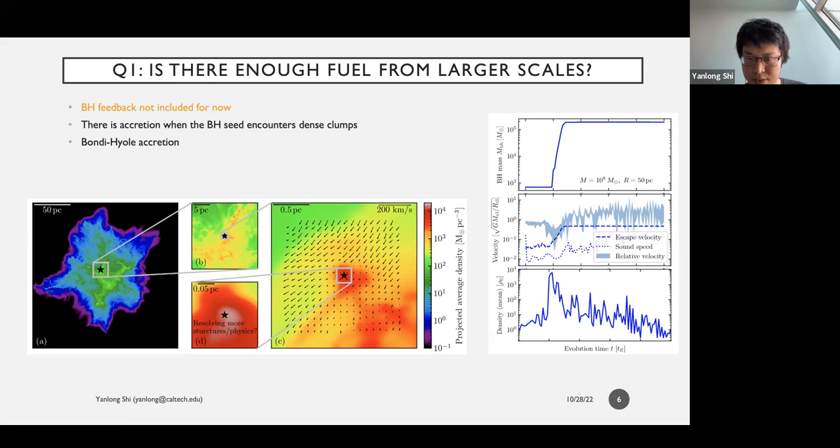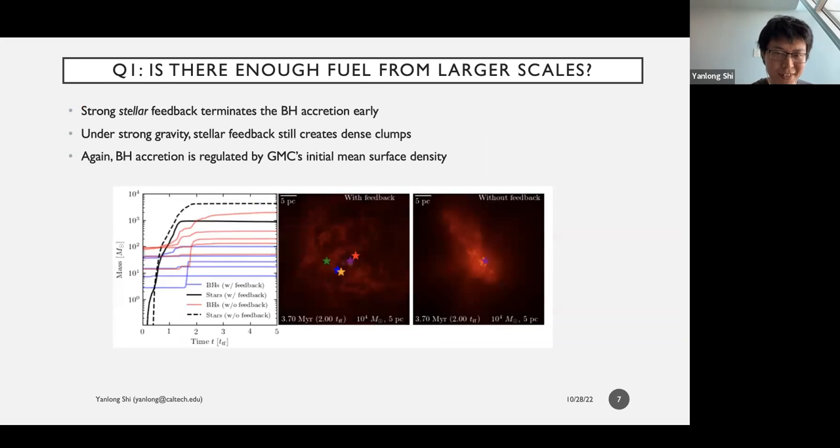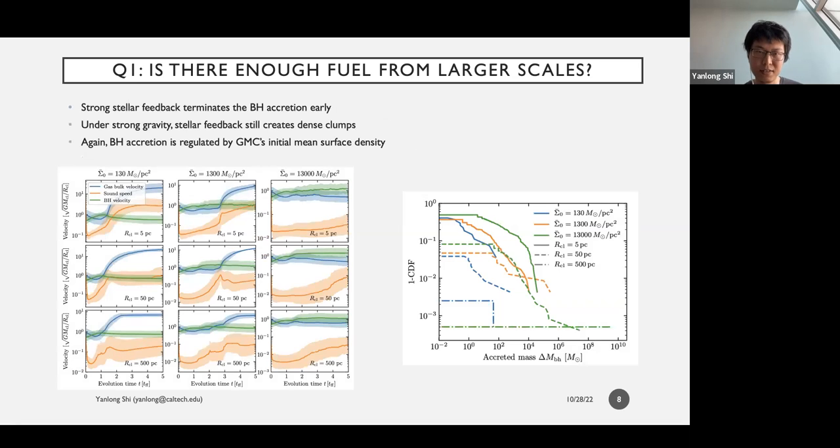At the right-hand side, you can see that when the velocity is low and the black hole encounters a dense clump, then there's an accretion, which is a little bit naive. And also, if the stellar feedback is very strong, then we can expect that the stellar feedback will terminate the black hole accretion early. So this is a comparison between the two different conditions, with and without feedback. We can see that if there is a strong feedback from the stars, then the material is just expelled away.